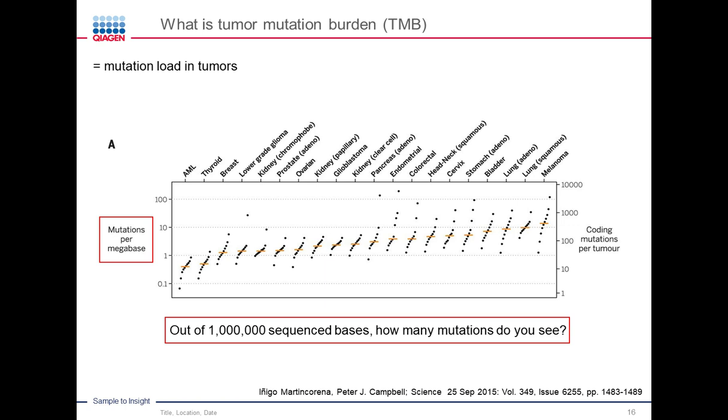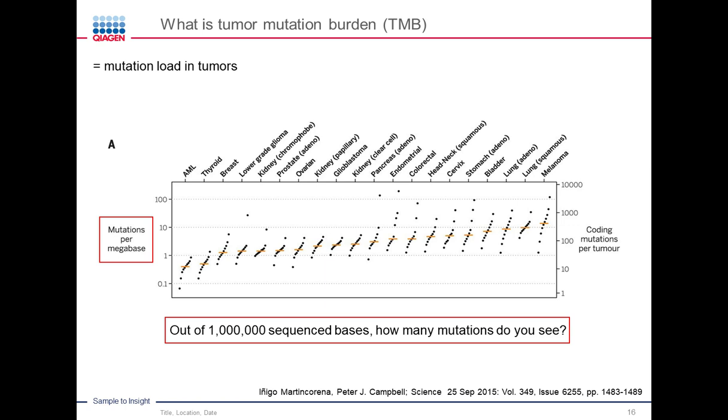But before I get into the solution, just a quick definition of what TMB is. And we all know that TMB is basically the mutation load in tumors. We understand that different types of tumors express a different number of mutations per megabase. So you see on the far right-hand side of this graph melanoma, lung, and bladder, and these are the tumors that express the highest number of mutations per megabase sequence.